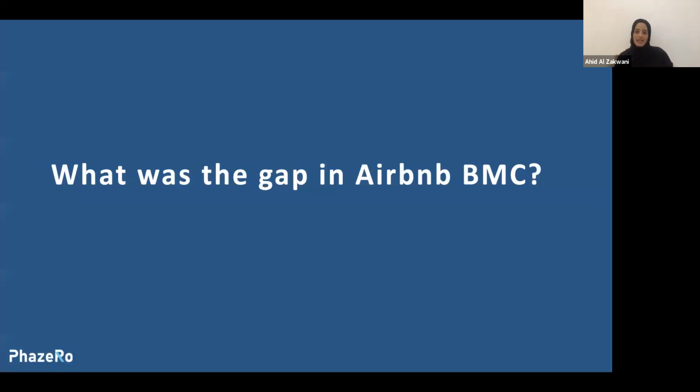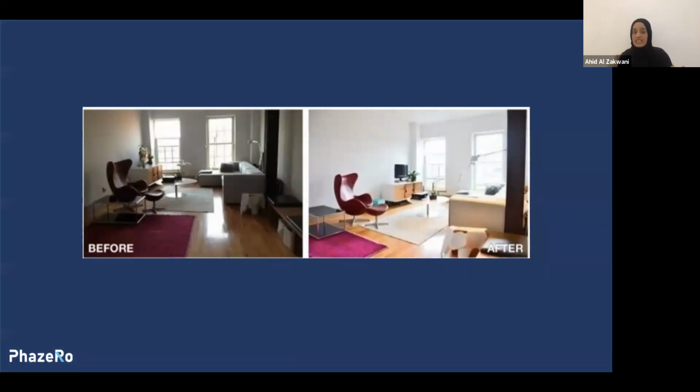So what was the gap in the Airbnb business model canvas? Back in 2009, Joe Gebbia and his flatmates were getting $200 as revenue. And then he discovered a pattern in the listings in New York City. When he examined the pattern, he tried to ideate and brainstorm for a solution. The listings had very bad resolution images. People usually don't like bad resolution images.